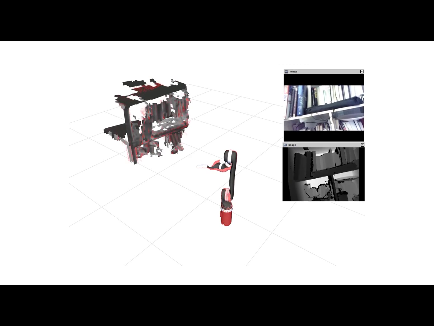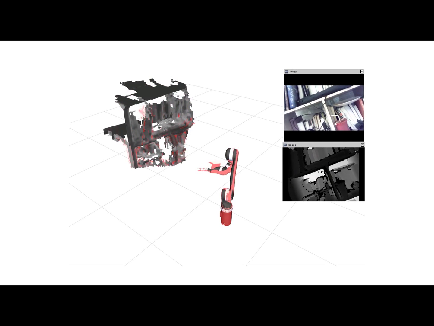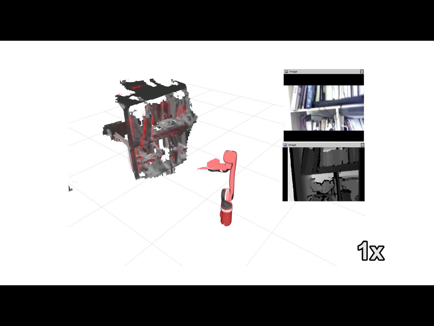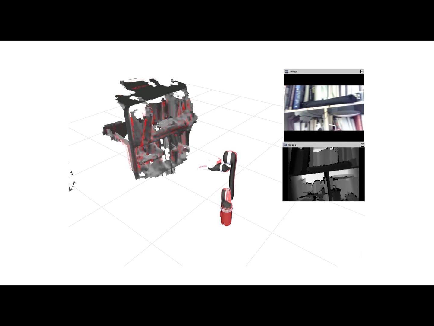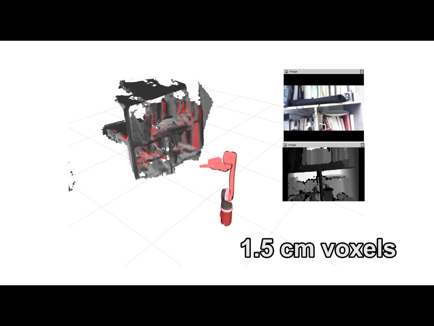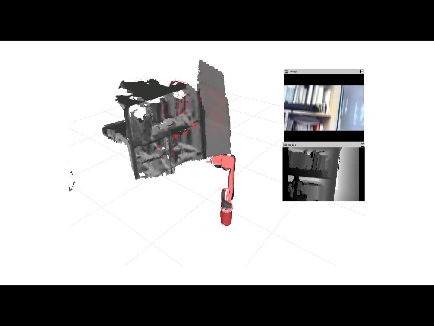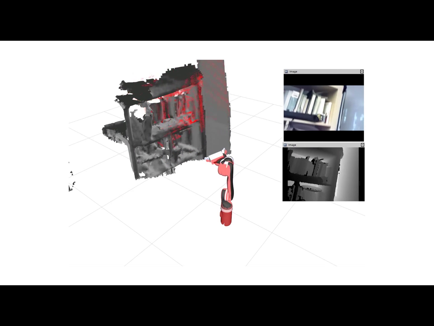Here's our system, articulated dense fusion, running on the robot in real time. It's reconstructing the bookshelf at a 1.5 centimeter voxelized resolution. The red lines here are the gradients of the distance field, which the robot uses to optimize its own joint angles. The black robot represents the robot's joint angles as given by the encoders, while the red robot corresponds to the joint angles that are optimized by our system.